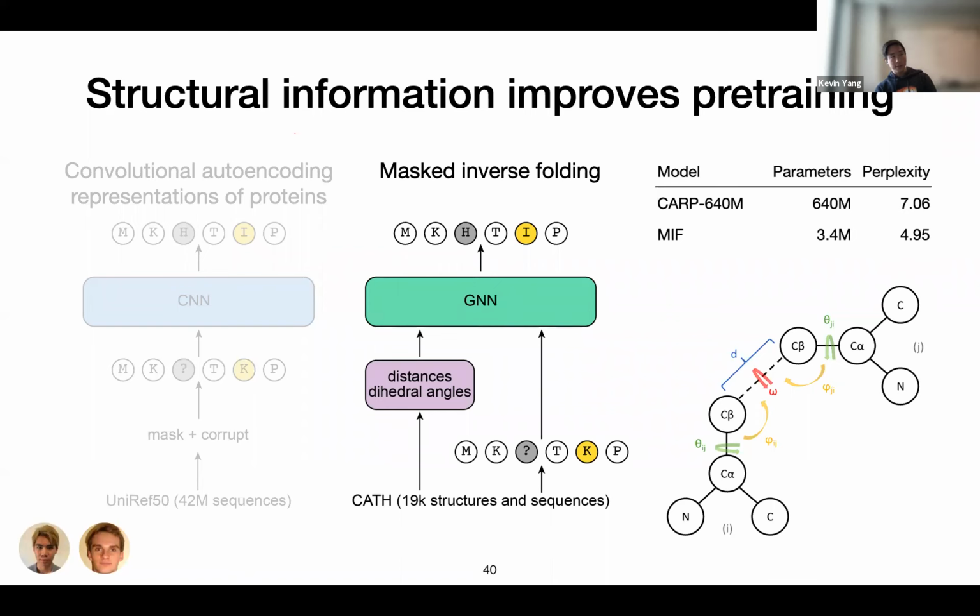On the CATH test set, where lower perplexity is better, with only 19,000 examples and 3.4 million parameters, if you get structure, you get a lot of information: your perplexity is 4.95 versus 7.06 for the big pre-trained CNN. This is why we had to make our own training test split for the CNN, because we held out the test set from CATH from our training set to make this a fair comparison.